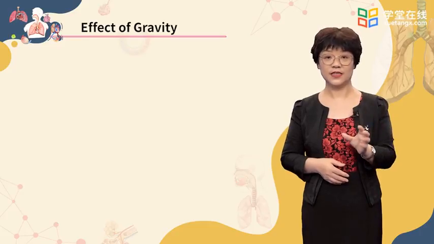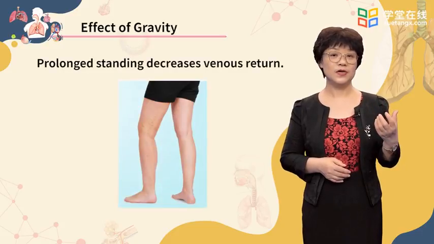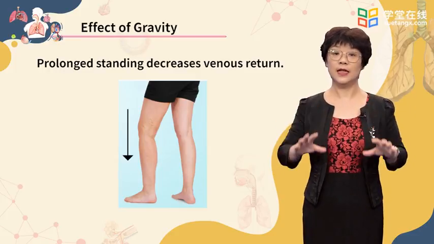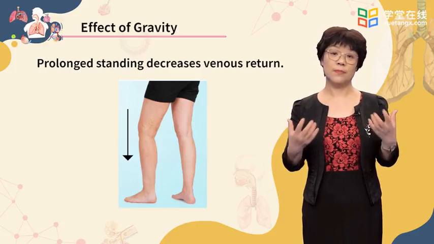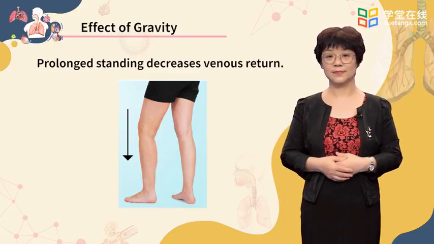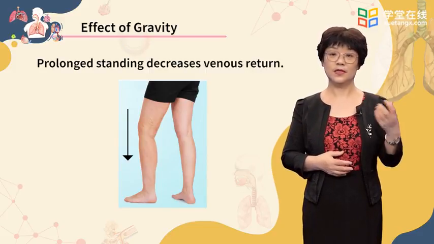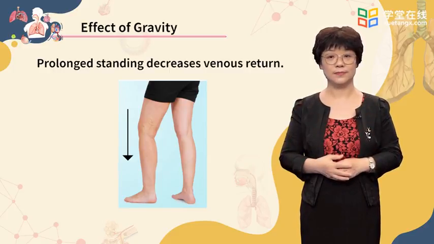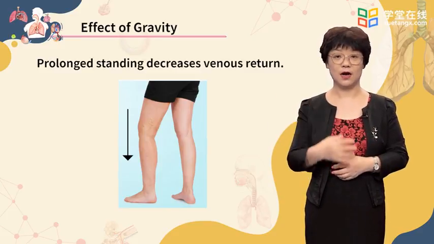Gravity is another factor affecting venous return. When a person stands for a long period, blood tends to accumulate in the leg veins due to gravity. Therefore, the amount of blood returning to the heart decreases. Venous pressure also affects return. The pressure in the great veins is much lower than that in venules. This pressure gradient helps to draw blood back to the heart.